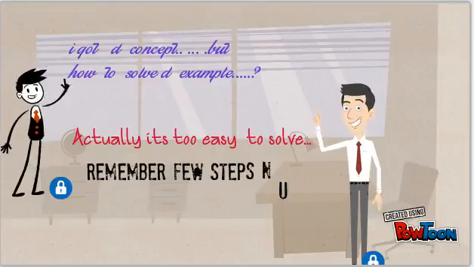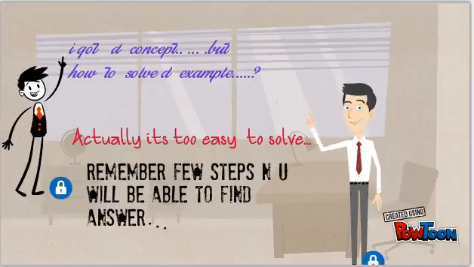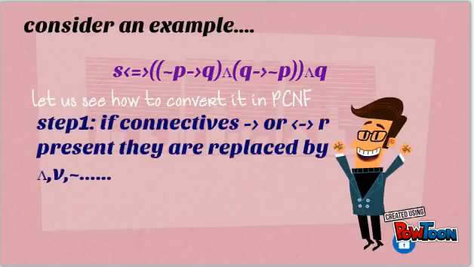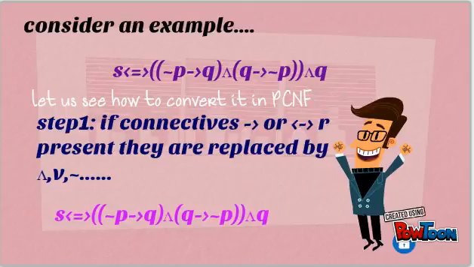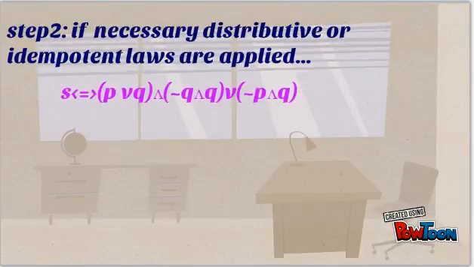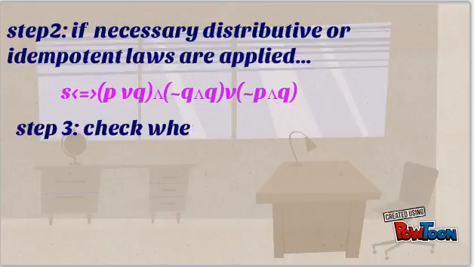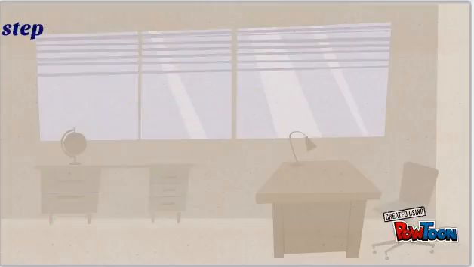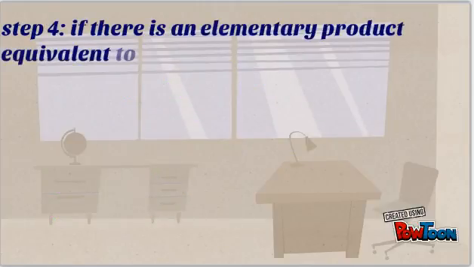What is PDNF? A product of variables and their negations in a formula is called an elementary product. That is, a sum of elementary products is called PDNF. What is PCNF? A sum of the variables and their negations in a formula is called an elementary sum. That is, a product of elementary sums is called a PCNF of the given formula.